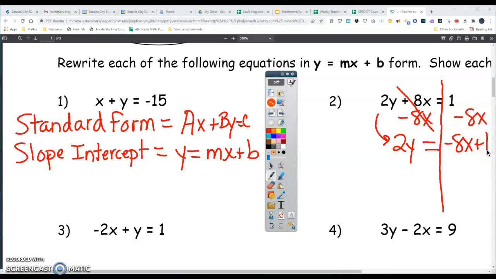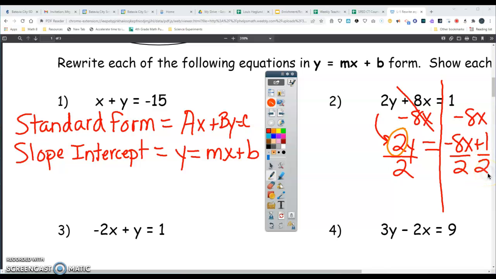See, I got my negative 8x, and I got a positive 1. That's how it looks. Now, I'm not done yet. It doesn't look like y equals mx plus b, but it's pretty close. So you're saying to yourself, hey, Mr. Frechette, it doesn't look like that because I have a 2, a coefficient, in front of the y, and I've got to take care of that. Well, how do I take care of that? Very simple. I have multiplication here, so how do I undo multiplication? I have to divide, but I have to divide everything, so I've got to divide each piece.